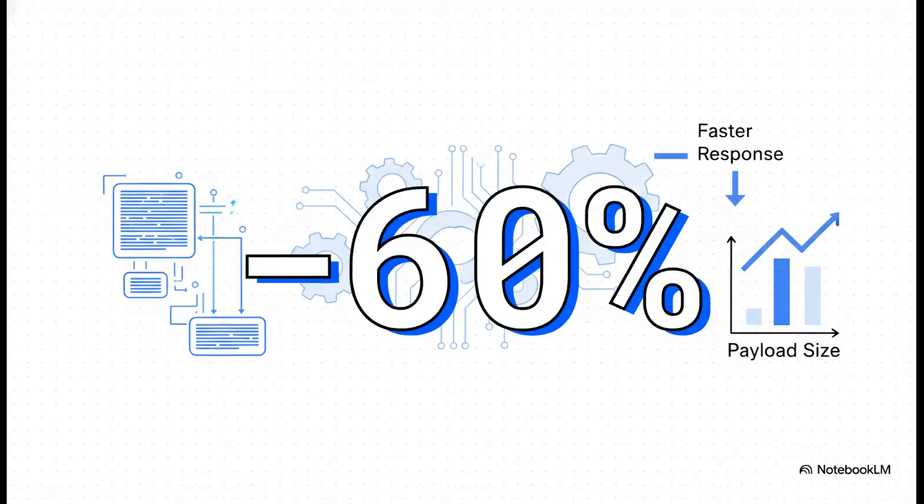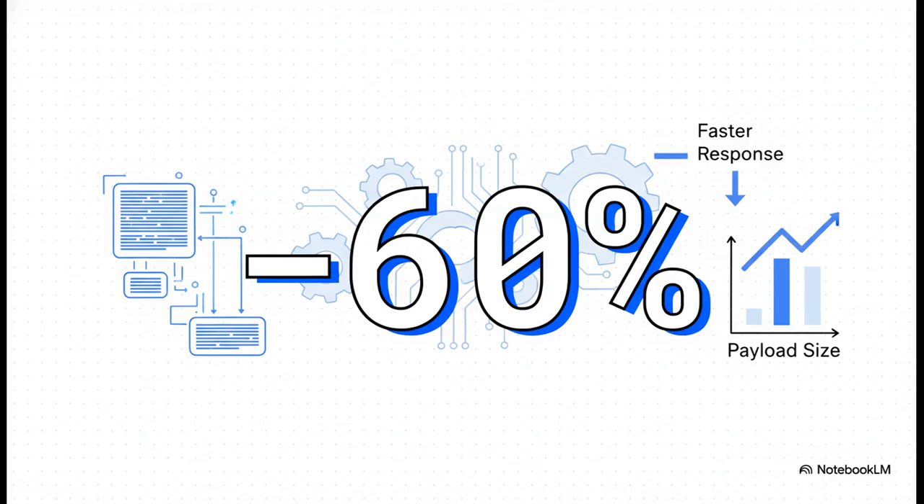So how is this even possible? It's simple, really. We've just slashed the prompt payload. Remember all that fluff we cut out? By doing that, you can get up to a 60% reduction in the actual size of the instructions you're sending to the model. And the math is easy. Smaller payload equals a faster response.